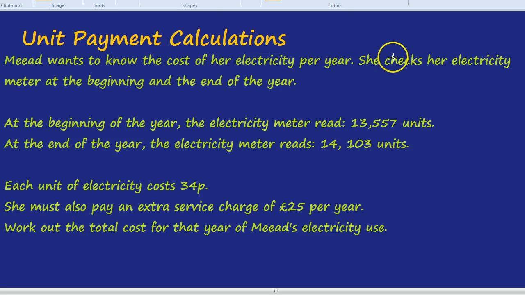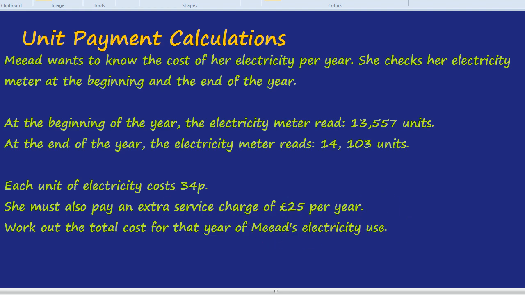She checks her electricity meter at the beginning and the end of the year. At the beginning of the year, the electricity meter read 13,557 units. At the end of the year, the electricity meter reads 14,103 units. Each unit of electricity costs 34p. She must also pay an extra service charge of £25 per year. Work out the total cost for that year of Miad's electricity use.